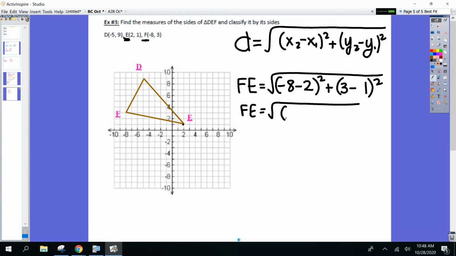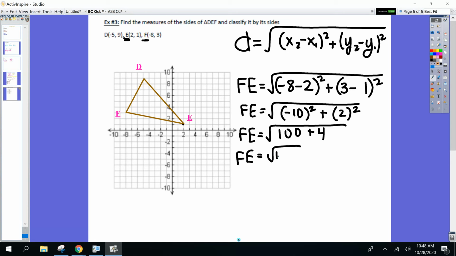-8 minus 2, I get -10. I'd recommend you keep it in parentheses until you are done squaring. Plus 3 minus 1, 2 squared. All right, you guys could skip steps if you want. I'm just doing this step by step so you see where every number is coming from. I have 100 here. -10 squared is 100. Plus 4. So FE ends up being the square root of 104.